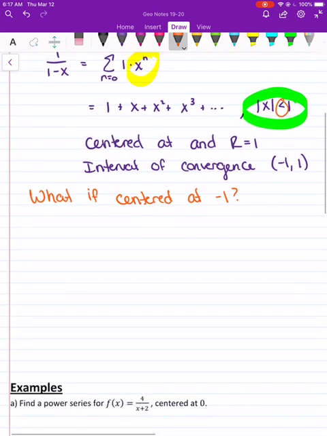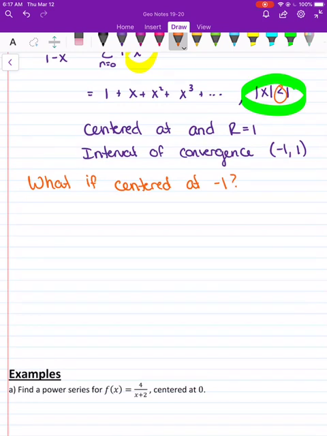If I'm centering it at -1, that means I want to have x minus -1, or x plus 1, as the piece that gets raised to the power of n. So somehow I want to get an x plus 1 into my function. So if I have 1 over 1 minus x, we're going to do some algebraic manipulation here. The first thing we're going to do is figure out how I get that x plus 1 in there.